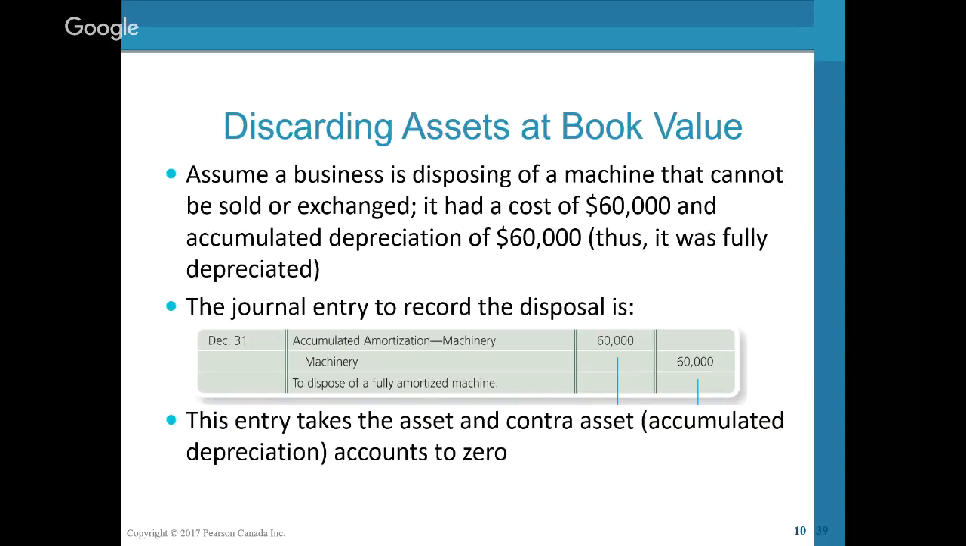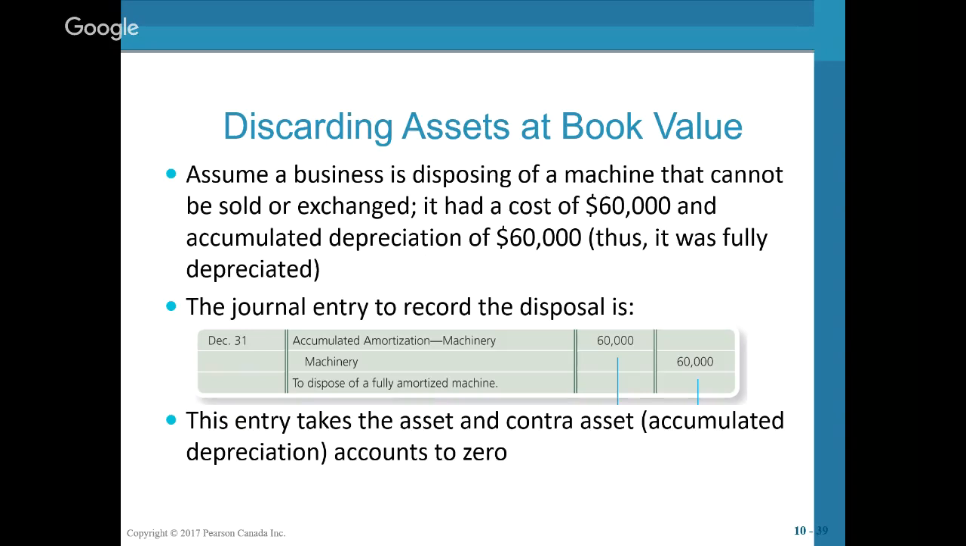Let's assume a business is disposing of a machine that cannot be sold or exchanged. Okay, it had a cost of $60,000, accumulated depreciation of $60,000. So think about your T accounts. Under the equipment itself or the machine itself, you would have a cost of $60,000. On the accumulated depreciation side, you've got a credit balance of $60,000. We need to get both of those off of our books.